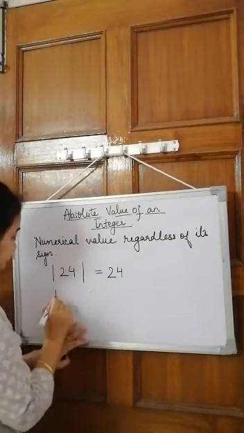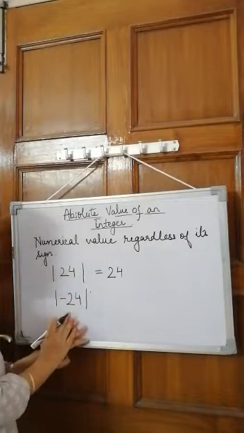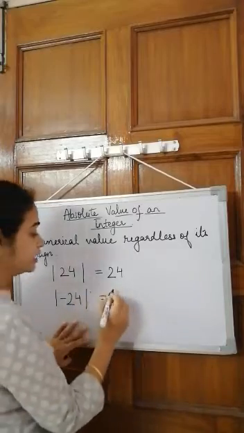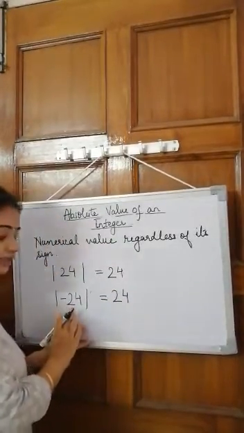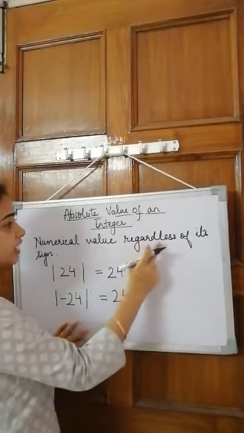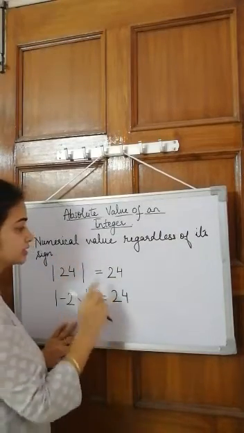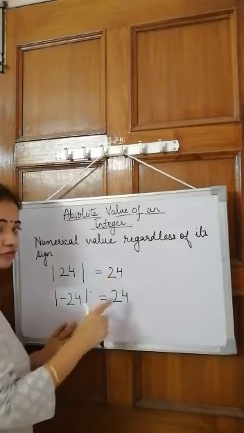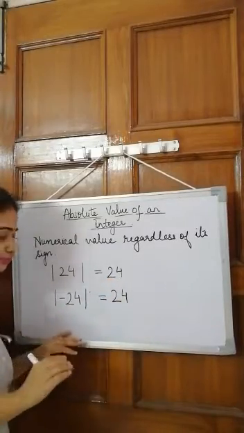Okay, now if I take minus 24, then the absolute value of minus 24 is also 24. So the numerical value of minus 24 is 24 only. That's why we write regardless of its sign. So we don't consider the sign here, we only consider the numerical, meaning number value. So the number here is 24, the number here is 24. So we only write the numerical value, which is 24.